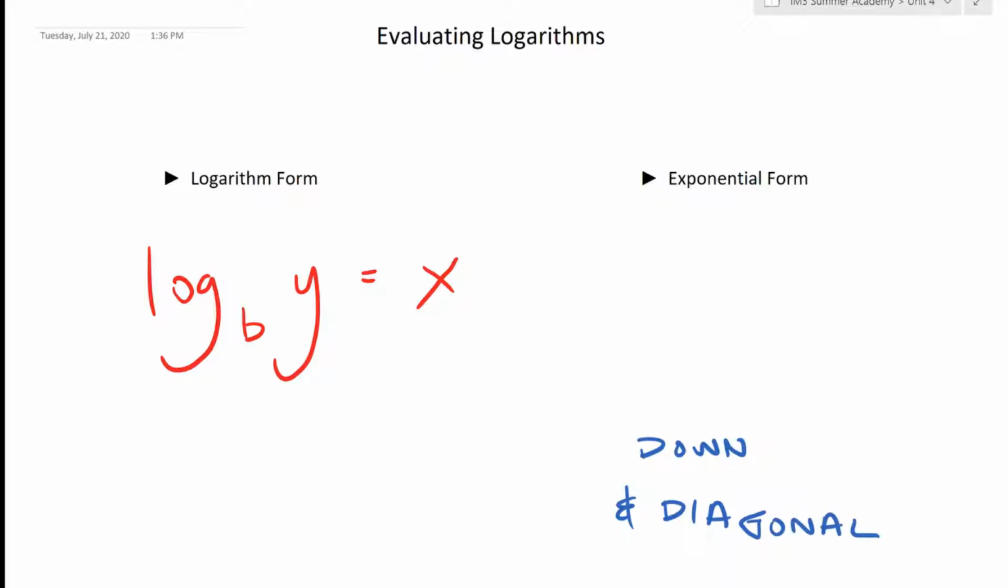Down and diagonal to really evaluate this. So the b is what comes down, and then the y and the x go diagonal onto opposite sides. So I'll show you how this looks. So b becomes the base, x becomes the exponent by coming over. We have the equal sign, and then the opposite side goes the y.